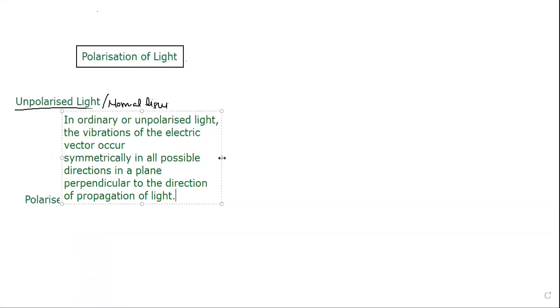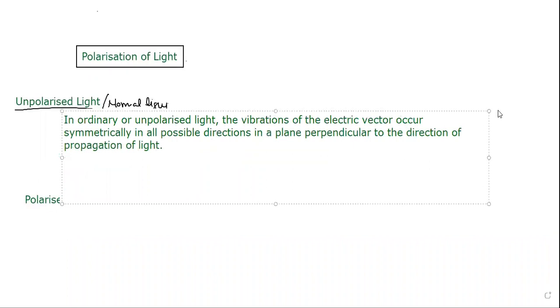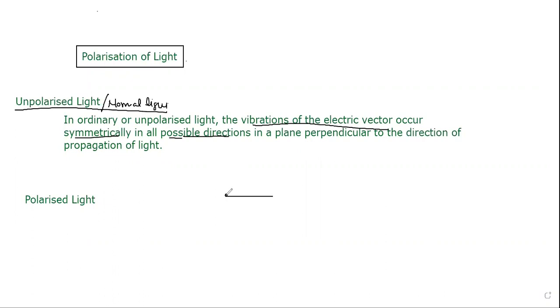So ordinary or unpolarized light, what happens? The vibrations of your electric vectors occur symmetrically in all possible directions in a plane perpendicular to the direction of propagation of light. Suppose I represent a wave this way. Suppose a wave is moving in this direction. This is the direction of your light. Let's say it's the x direction. Then this is y, and outward will be your z, right?